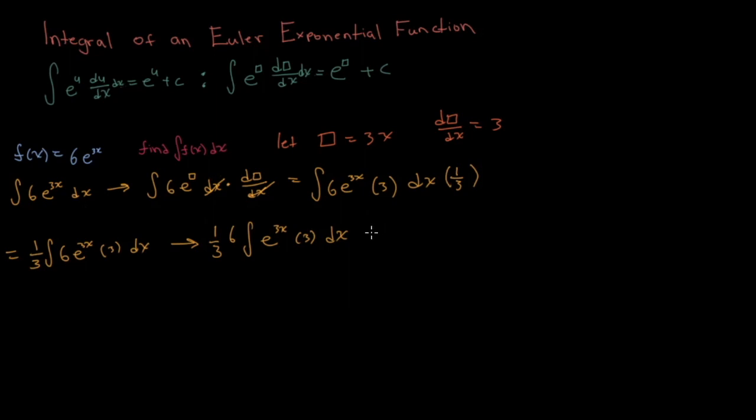Performing the integration, we get 6 over 3 times e to the 3x, and we don't have to worry about this 3 anymore, plus c, which just simplifies to 2e to the 3x plus c. And there's our answer.